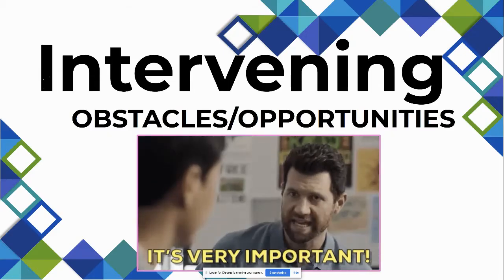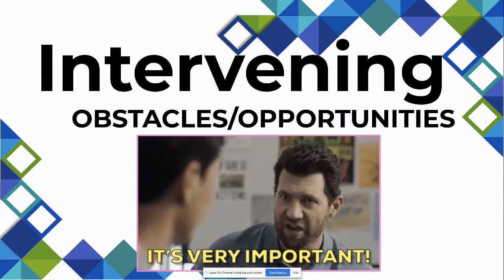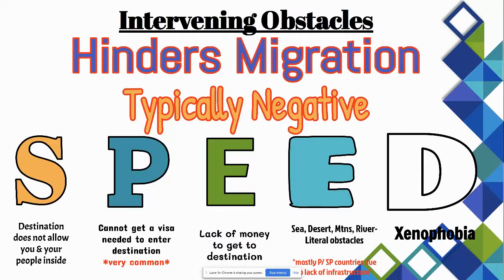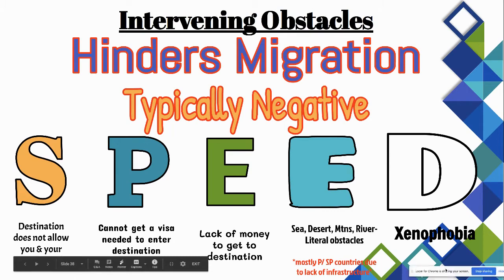Okay. So the most important part of the lesson today is going to be intervening obstacles and opportunities. If you notice, it is very important. The thing with intervening obstacles: when something intervenes, that means it kind of cuts things off. So the idea with intervening obstacles is that it's going to hinder migration. Now, typically this is going to be something negative. I've got really good examples for you down here.